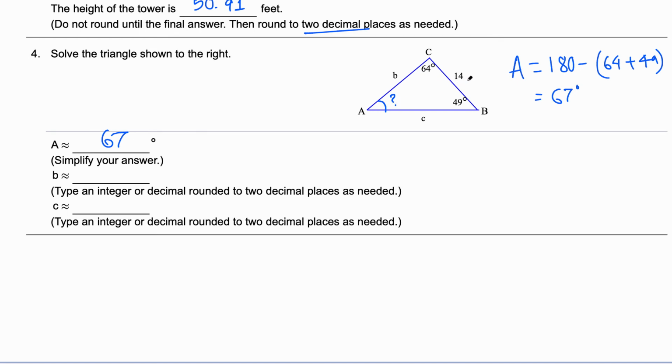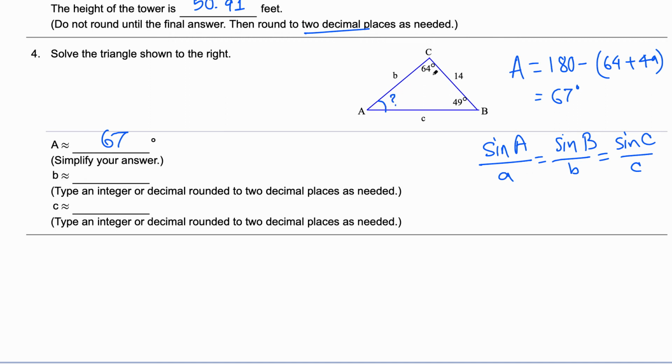Now one side is given. Next we need to determine two sides, and this is not a right triangle, so we cannot use sine opposite over hypotenuse, etc. Because we know the two angles, we can use the sine law. Sine law means sine angle A over side A is sine angle B over side B equals sine angle C over side C.